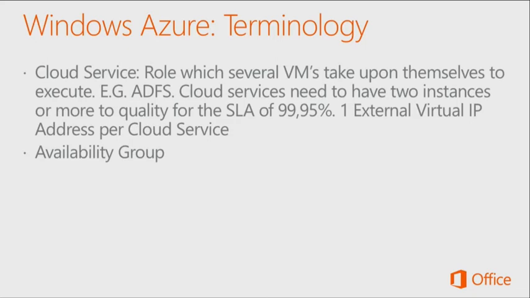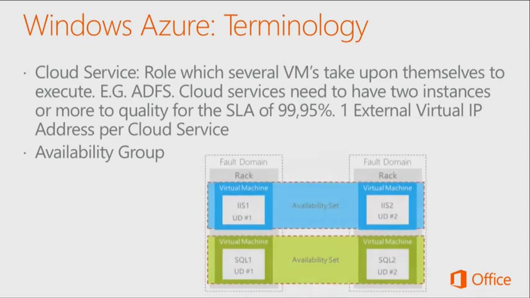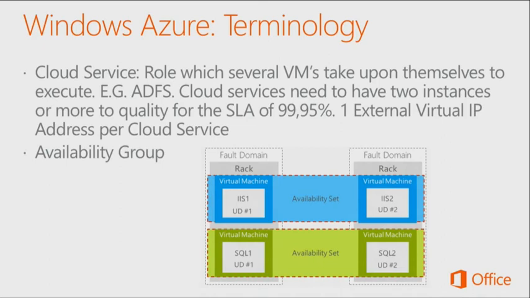So some terminology. A cloud service is a role which several virtual machines take upon themselves to execute. ADFS cloud services need to have 2 instances or more to qualify for the SLA of 99.95% uptime. There is 1 external virtual IP address per cloud service. Okay, and then the availability group shows here that we have 2 racks basically. These are virtual machines, availability sets that make up an availability group with Windows Azure.